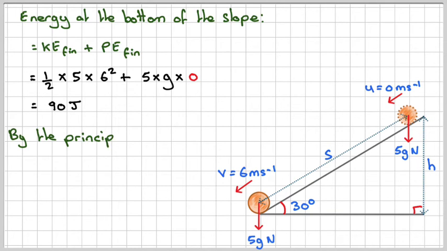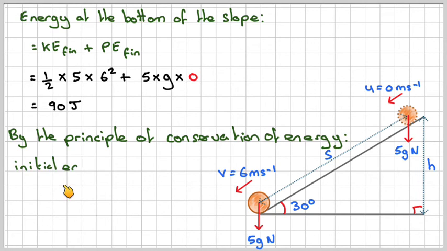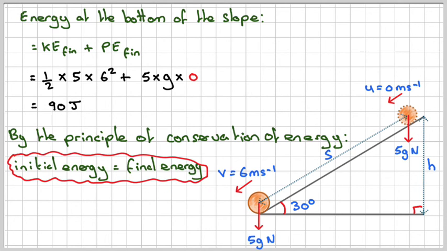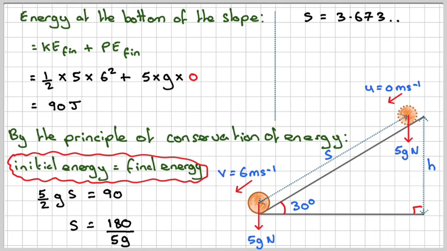Now, by the principle of conservation of energy, the initial energy here will have to be equal to the final energy here. There's no friction involved. It's a smooth slope. So the initial energy was 5 over 2 g s, and the final energy is 90. So we've now got an equation which we can solve to find the value of s. So we're going to do 2 times 90, which is 180, divided by 5g. If we work that out on our calculator, we're going to get 3.67. And normally we give our answers to 3 significant figures, which is 3.67 meters.